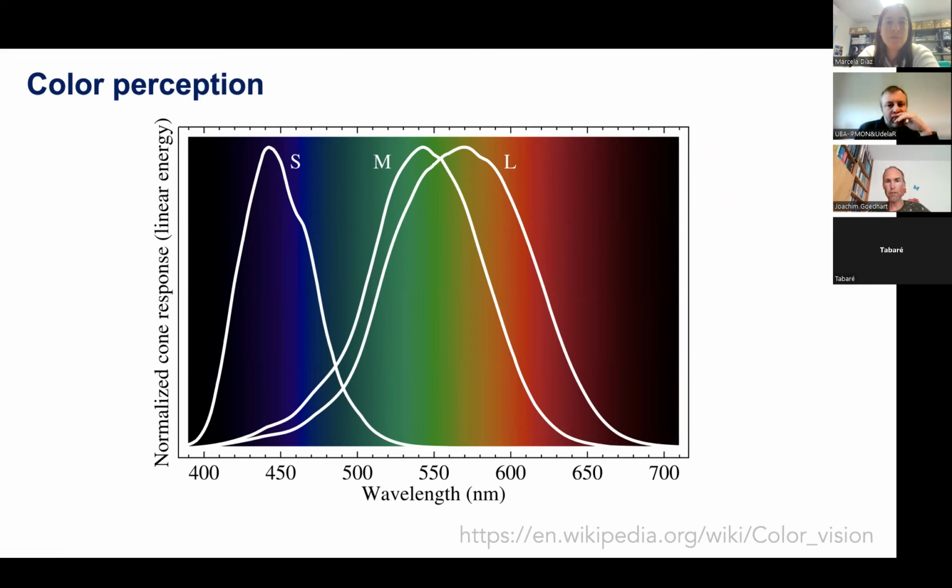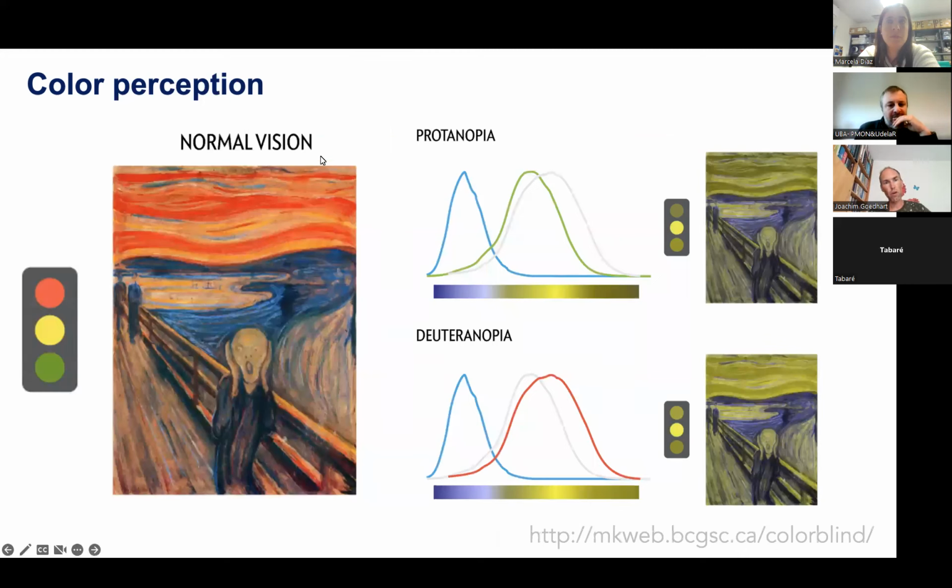And then you have these kind of simulations. So you see here a nice painting or a traffic light in full color. And then it's simulated here to demonstrate what a colorblind person would see. So for instance, if you are red colorblind, this red cone is not present and then the painting would look like this. And in case of green color blindness, the painting would look like that.